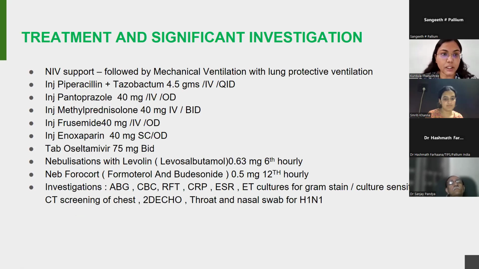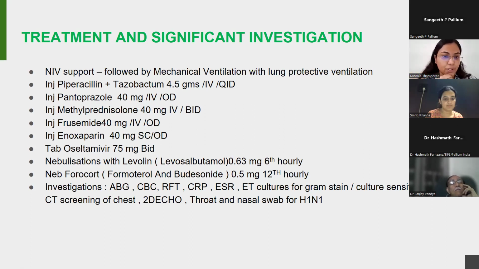Now, the treatment. The patient was immediately initiated on NIV in the EMR because the ABG showed type 2 respiratory failure. Since the patient's respiratory distress did not settle down, the patient was initiated on mechanical ventilation with lung protective ventilation. He was also initiated on IV antibiotics, that is injection piperacillin plus tazobactam 4.5 grams IV 6 hourly, followed by pantoprazole, methylprednisolone, injection furosemide, enoxaparin, and oseltamivir 75 mg BID, because this patient was found to have H1N1 later on.